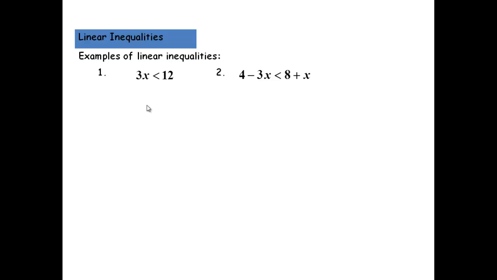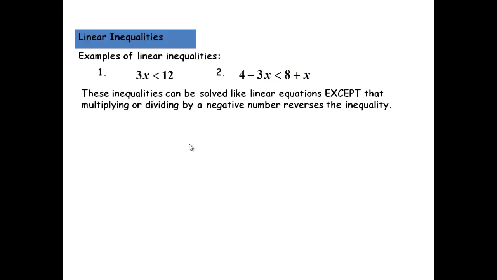What we mean by linear is that we have just an x term, no x squareds or x cubes. We can solve these linear inequalities exactly the same way as we can solve linear equations, except that we need to remember that if we do multiply or divide by a negative number, we need to reverse the inequality sign. So, for example, if we did it with this one, this would change from less than to greater than. It reverses the sign.